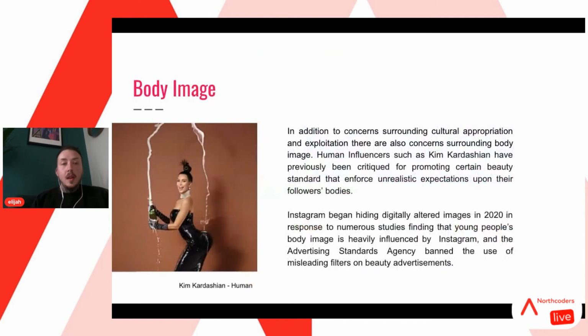Trash. So moving on from that into body image, which is obviously closely linked to models. In addition to concerns surrounding cultural appropriation and exploitation, there are also concerns surrounding body image. Human influencers such as Kim Kardashian have previously been critiqued for promoting certain beauty standards that enforce unrealistic expectations on their followers' bodies. Instagram actually began hiding digitally altered images in 2020 in response to numerous studies finding that young people's body image is heavily influenced by Instagram, and the Advertising Standards Agency banned the use of misleading filters on beauty advertisements.